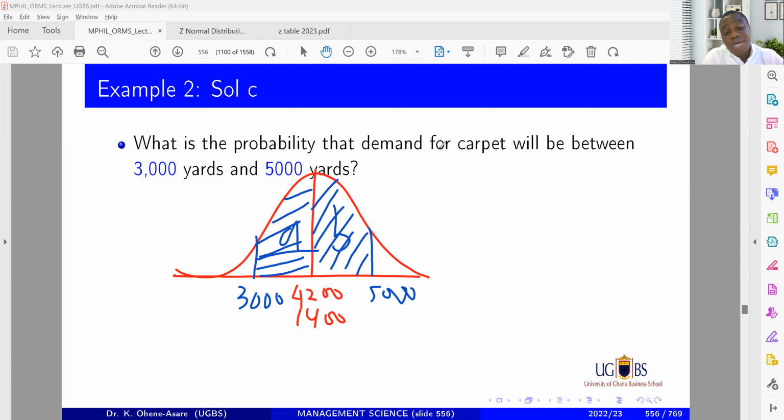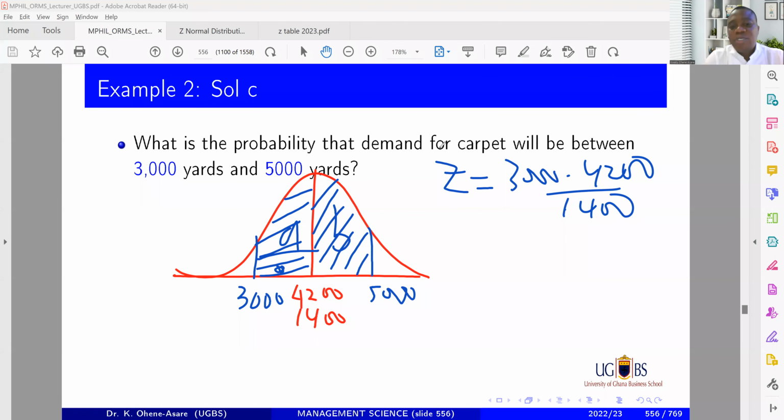Because whatever you read on the table is going to give you the area here, and you just have to find that. Now let's do that, because someone asked a question here: how do you read? So I'm just going to do one more reading. The first Z, you should do 3,000 minus 4,200 over 1,004.